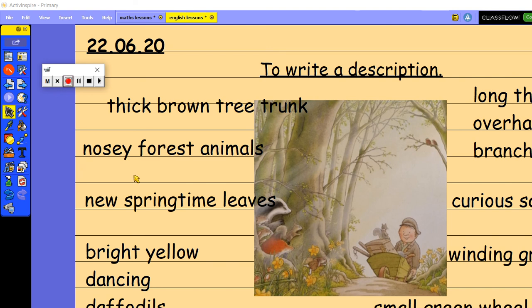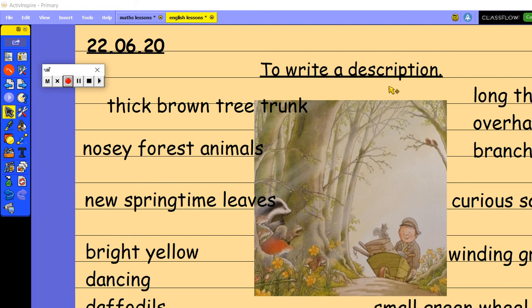I can see some new springtime leaves. I think this is the springtime. And the clues that give me that are the daffodils and the brand new leaves that are just sprouting from their buds on the trees. So I've also put bright yellow dancing daffodils because I can see the daffodils are popping out here along the path and on the other side. So that just tells me that it is the springtime when the daffodils pop out and show us their colour.